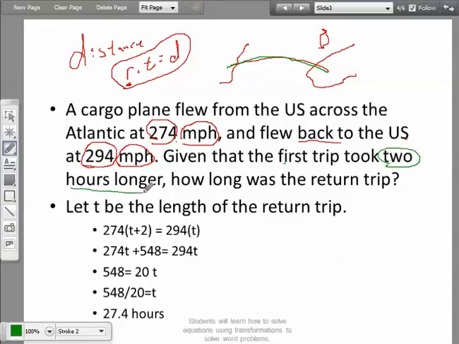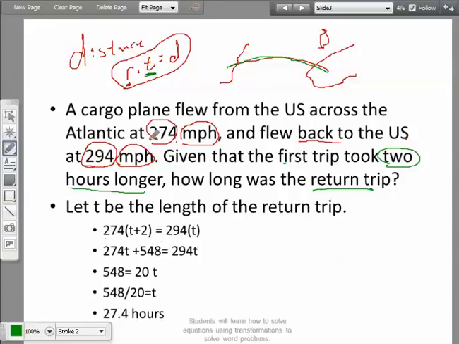So, given that the first trip took 2 hours longer, what time? That was my second part here, right? So, this trip, the first trip in red, took 2 hours longer than the return trip. And they want to know how long was the return trip. Two different ways of thinking of that. One would be distance, one would be time. I'm going to show you how we would do it as far as time is concerned.